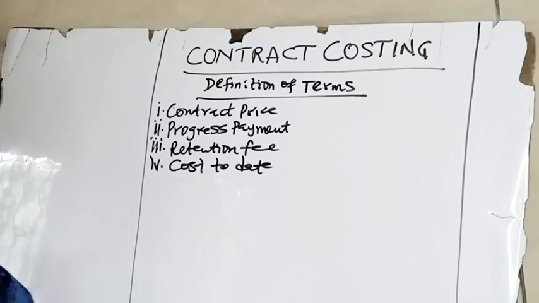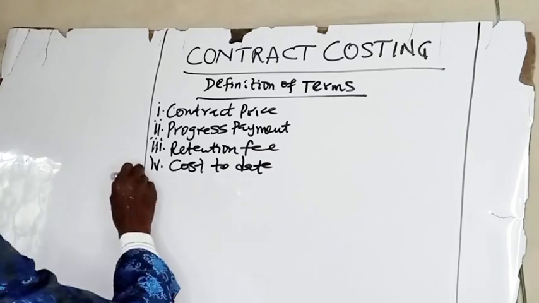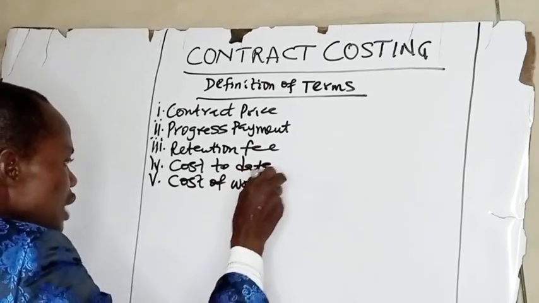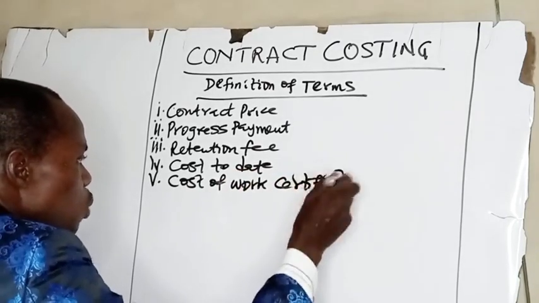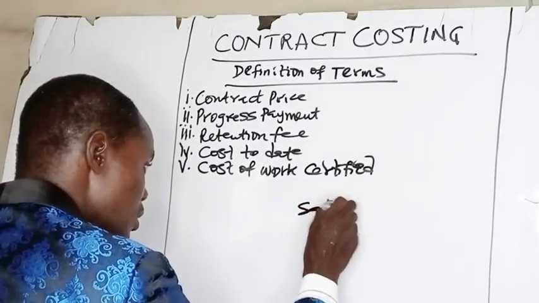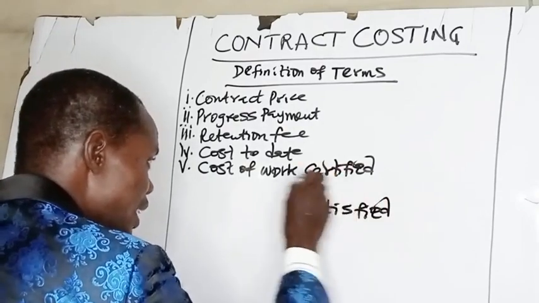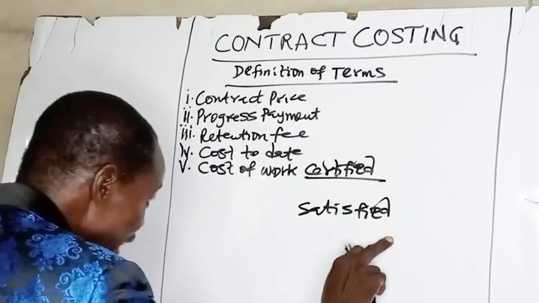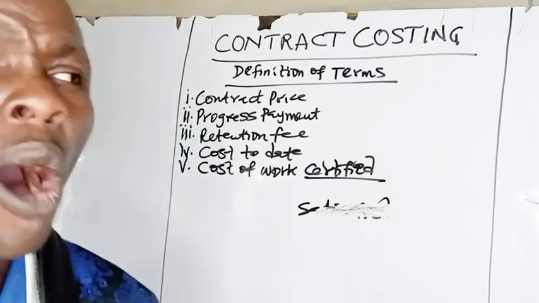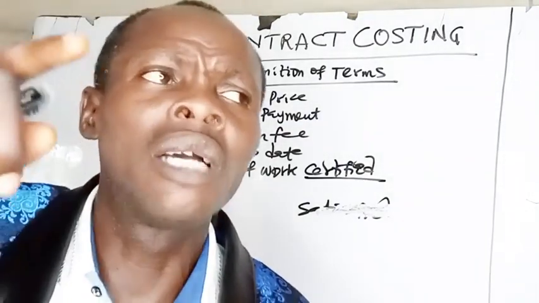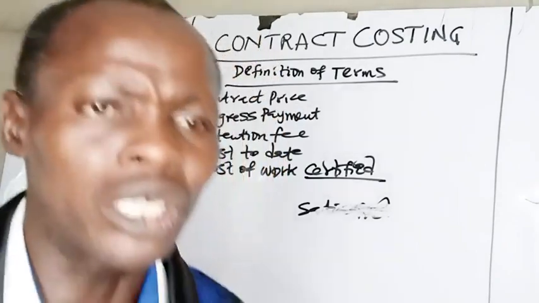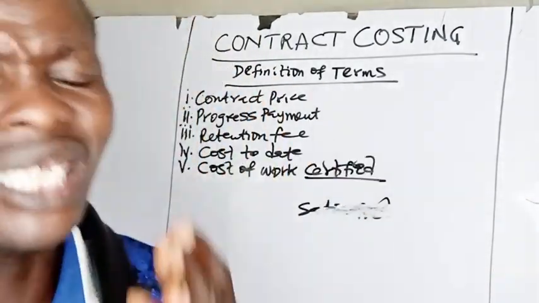Number five, we have cost of work certified. Certified, not satisfied. Please take note of the spelling. Cost of work certified is the total cost incurred on the portion of work approved by the contracting engineer, the total cost incurred on the portion of work certified.